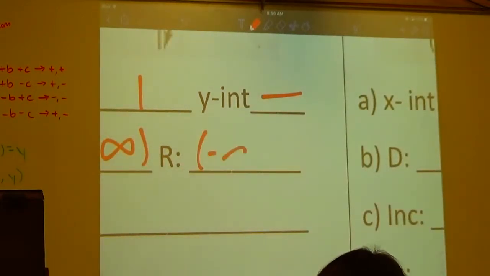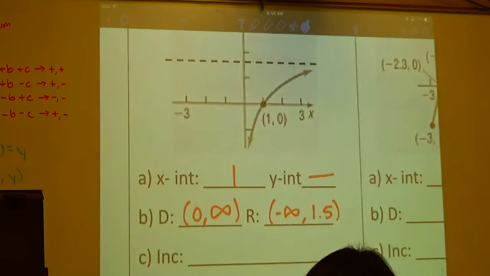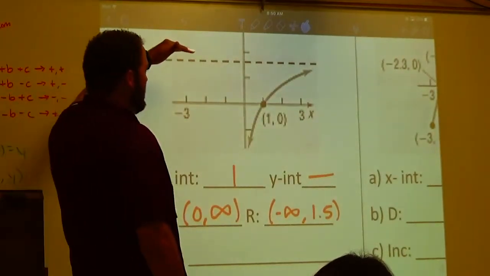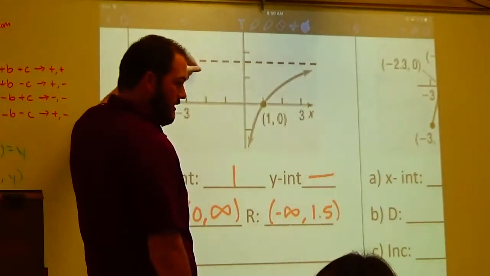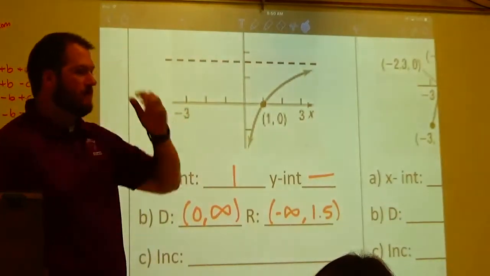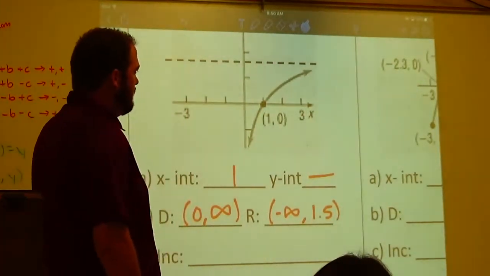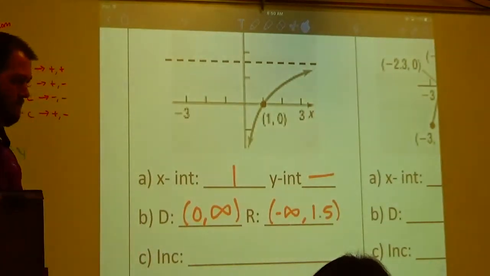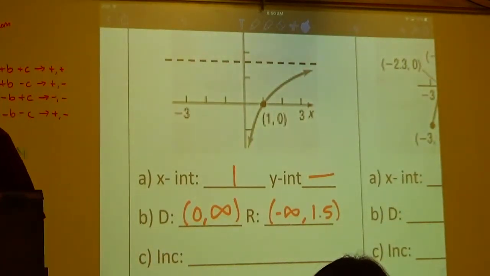So it's a soft bracket, because since it's an asymptote, it will never get to this line, it will never touch it, it will never cross it. It'll get as close as you can get, like 1.49 repeating. So it'll get really close to it, but it won't get it.